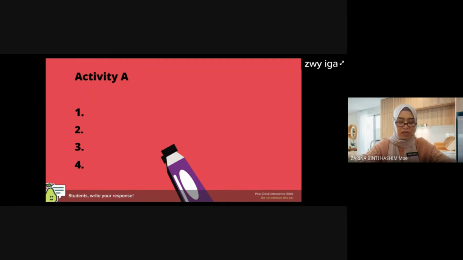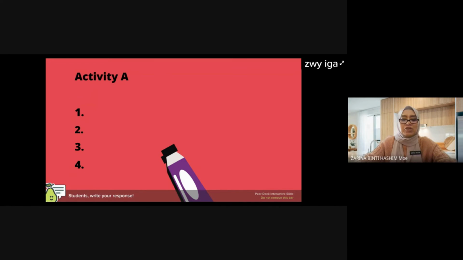Then number two, which conditional is used to talk about facts and general truths? I think I've shown this in my slide just now. Number three, which conditional can you use when instead of if? Just now I think I already mentioned when or if. And then four, which conditional can we also use may, might, or could with?